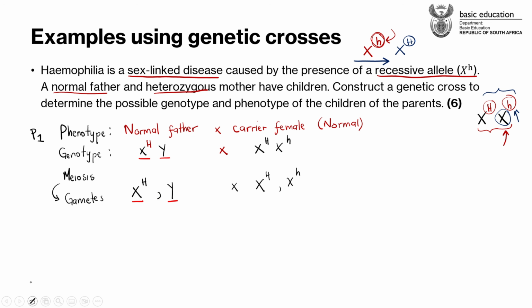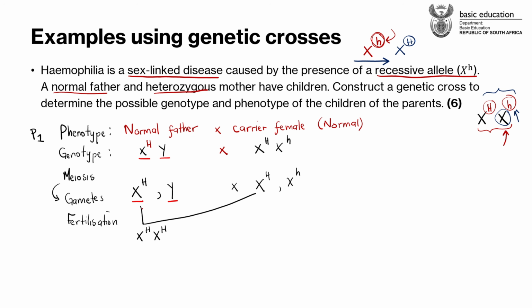And then when the gametes meet, it is known as fertilization. So during fertilization, the gametes will meet. The first sperm cell from the father can meet with the first ovum there, and we would have X with a capital letter H, and X with a capital letter H.